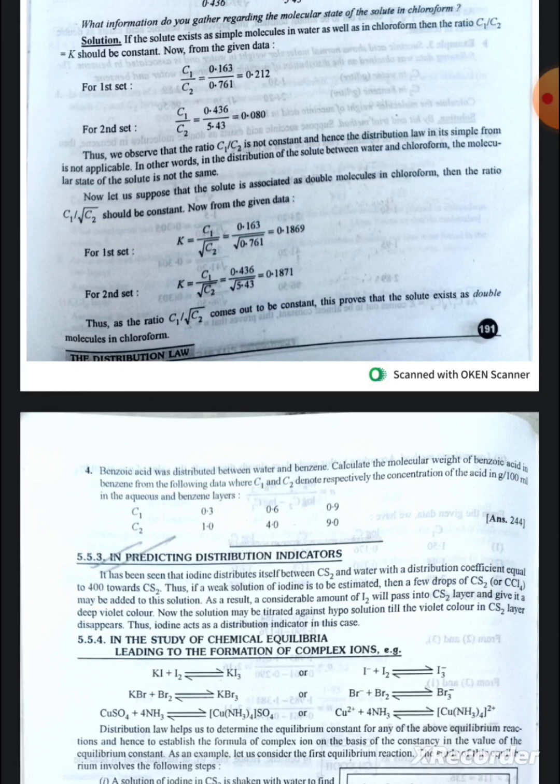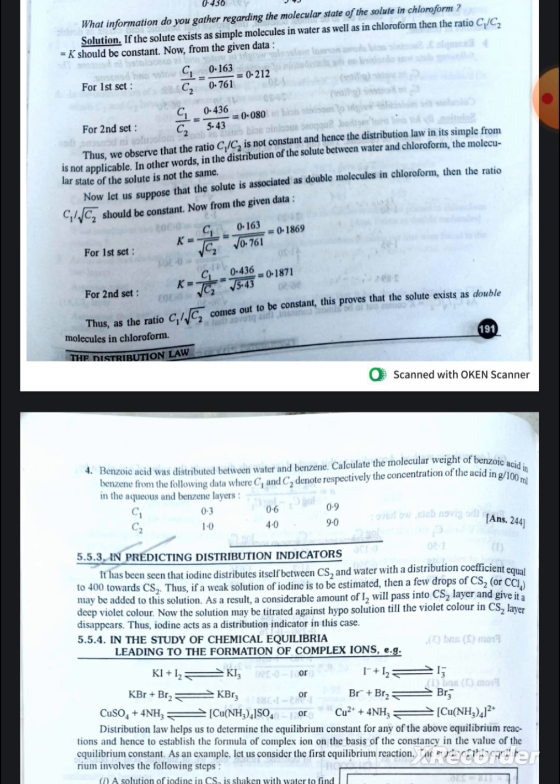Third is in predicting the distribution indicators. It has been seen that iodine distributes itself between CS2 and water with a distribution coefficient equal to 400 towards CS2. Thus, if a weak solution of iodine is to be estimated, then a few drops of CS2 may be added to this solution. As a result, a considerable amount of I2 will pass into the CS2 layer and give it a deep violet color. Now the solution may be titrated against hypo solution till the violet color in the CS2 layer disappears. Thus, iodine acts as a distribution indicator in this case.